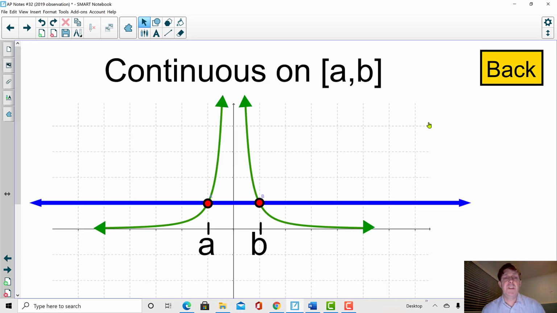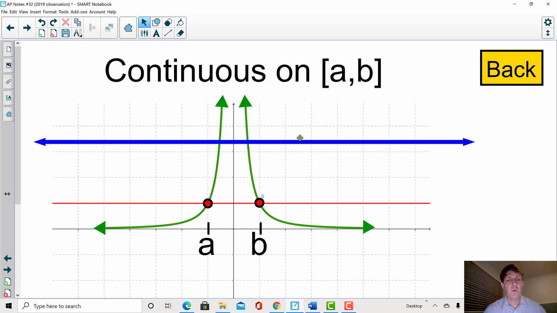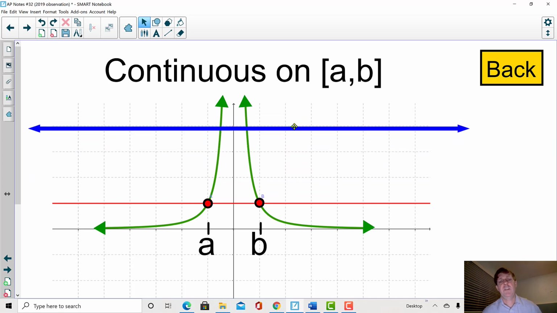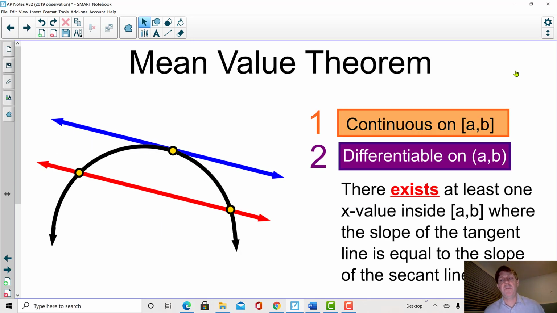Here's an example where your function is not continuous from A to B. You can see the blue line is your secant line, but there is no tangent line that would be parallel to that line. So in other words, there is no spot inside of A and B where the tangent line has the same slope as the secant line. No matter where I move this, you're not going to find a spot where the tangent line has the same slope as the secant line. So you must be continuous from the start to the end, from A to B. Let's go back. We're also saying on number 2 that it must be differentiable from A to B, but not the endpoints. Doesn't have to be the endpoints. Let's see why.